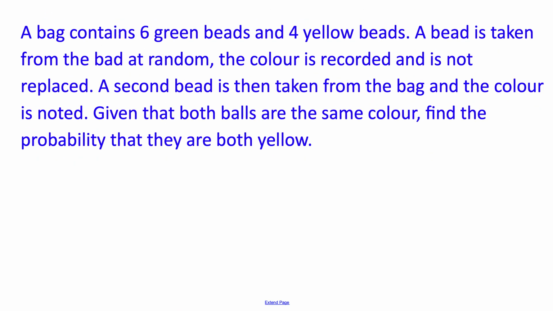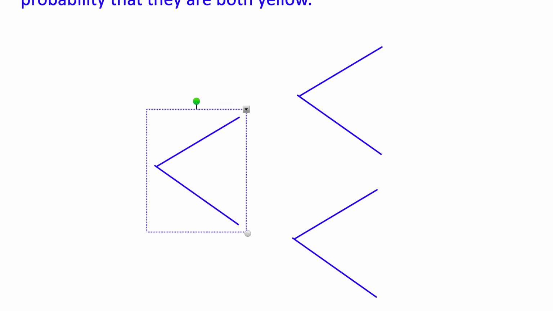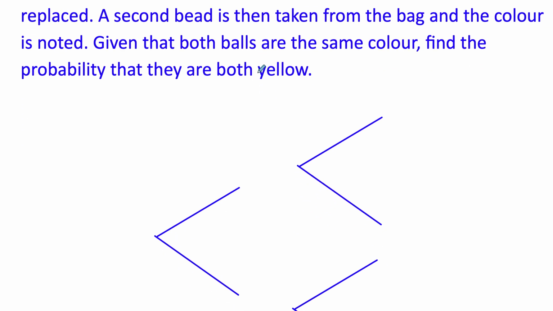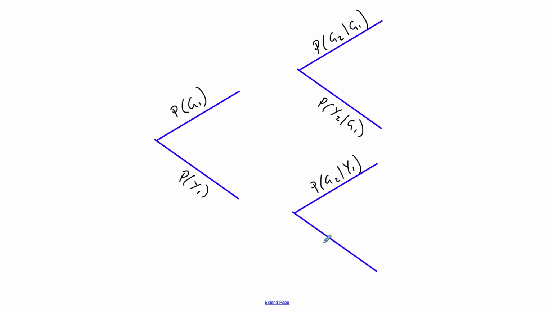Okay, so the tree diagram I've not drawn in ahead, so I'll do that now. So our counters were green and yellow, so let's go probability of G1, probability of yellow 1, probability of green 2 given green 1, probability of yellow 2 given green 1. This will be green 2 given yellow 1, and this will be yellow 2 given yellow 1.